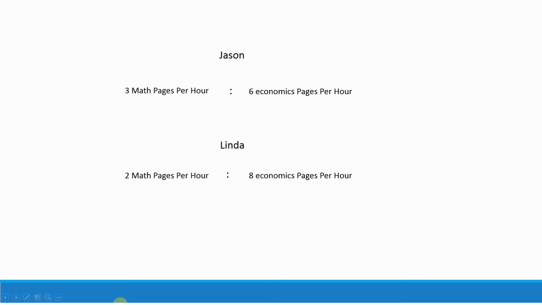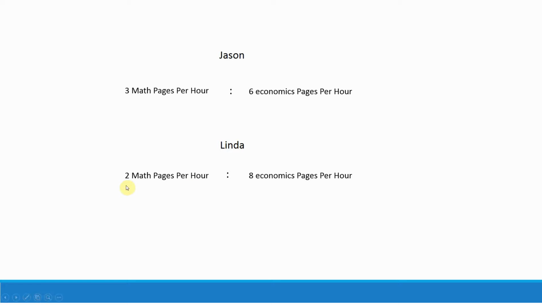To do this, I divide 3 by 3 to get 1 math page per hour, and I divide 6 by 3 because I must divide by 3 here and divide by 3 here mathematically. So 3 divided by 3 is 1. That gives me the 1 math page per hour that I'm interested in. And when you divide 6 by 3, that gives me 2 economics pages per hour.